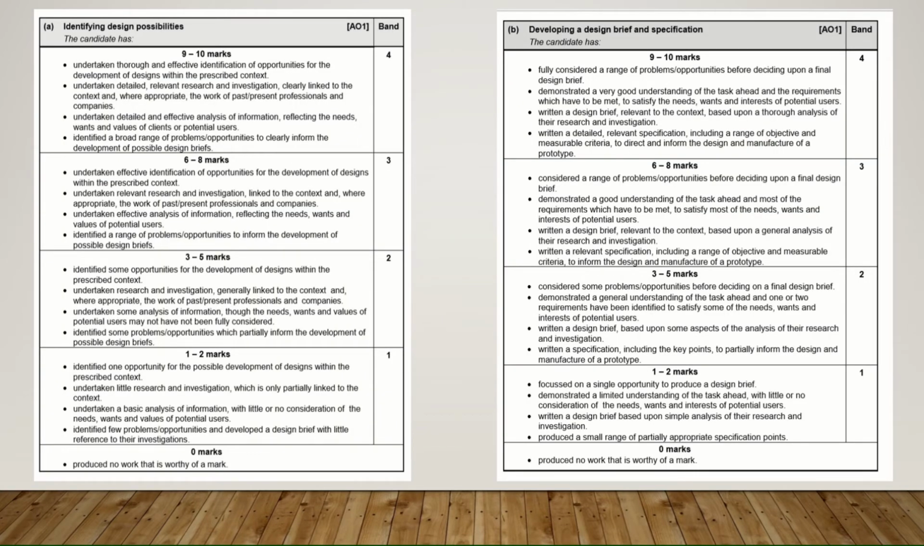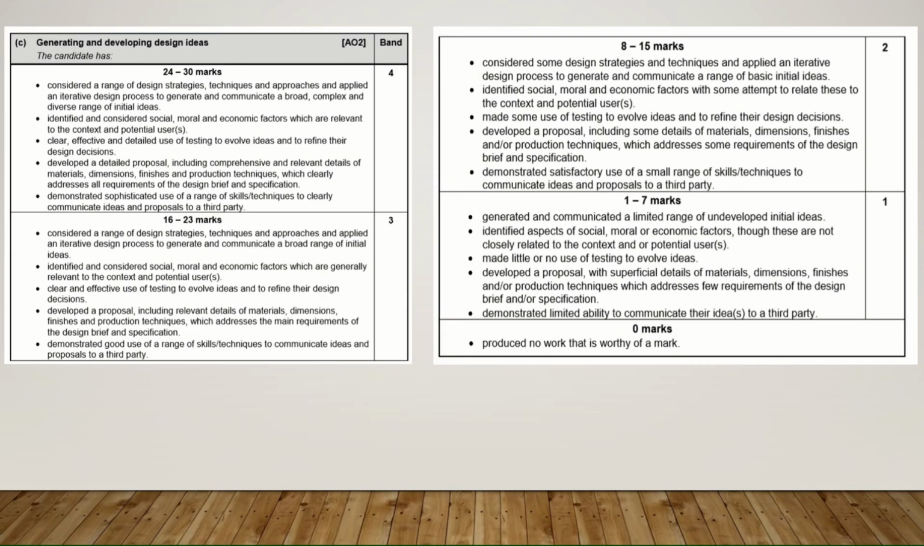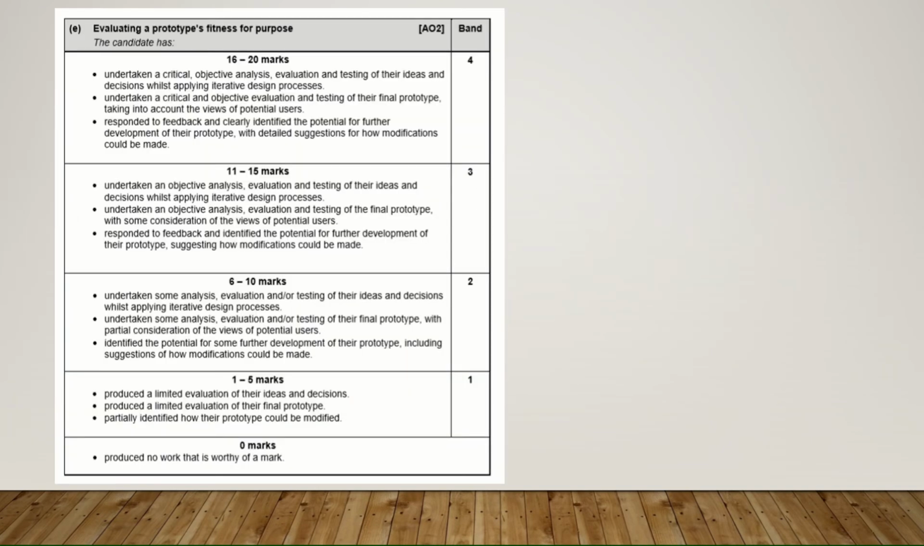There we have the mark scheme, which you can go back and look at and freeze. However, you would have been given a hard copy of this. Okay, so really we're aiming for those top bands, so band 4 and band 3 for each of the sections of the NEA.